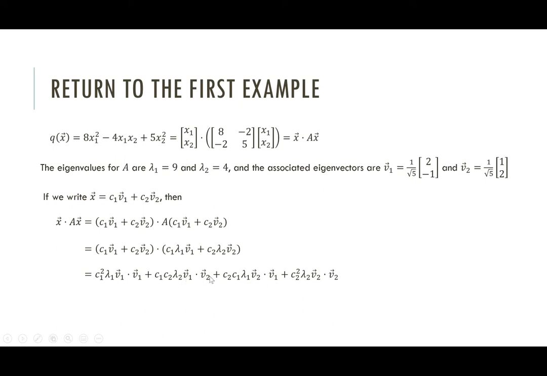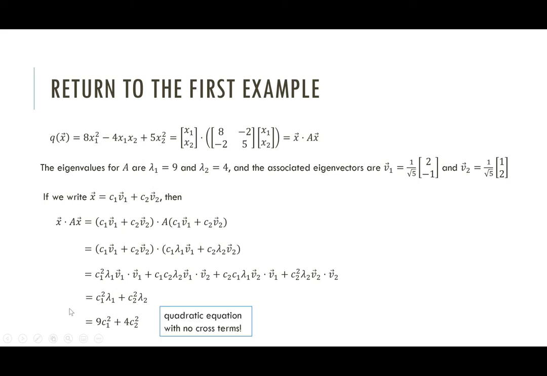v1 dot v2, because v1 and v2 are orthogonal, is 0, so this is also going to be 0. v2 dot v2 is also going to be 1. So we end up with c1 squared times lambda 1 plus c2 squared times lambda 2. And then we know what lambda 1 and lambda 2 are, so let's write it out. So we have now rewritten our quadratic form. Instead of having this mixed term, we've essentially completed the square, and we have pure squared terms here.